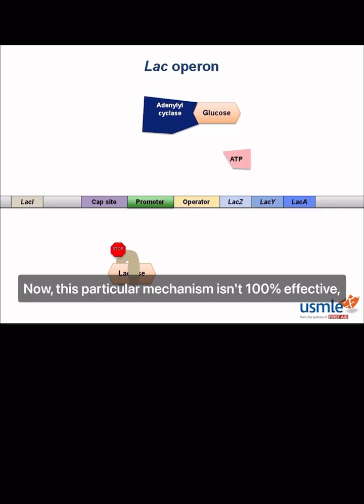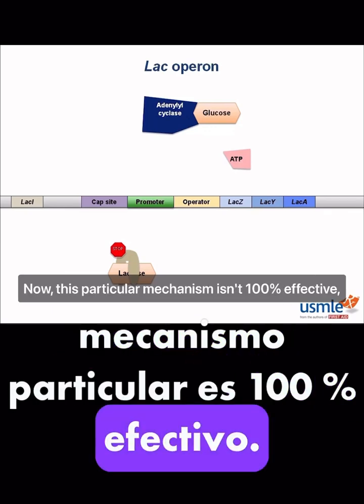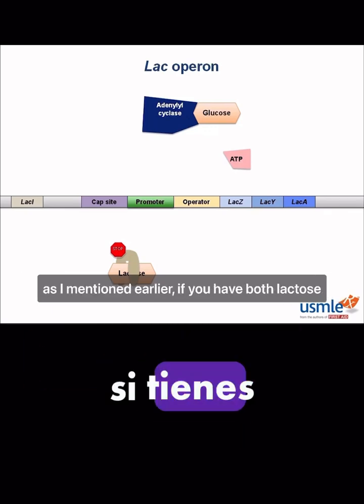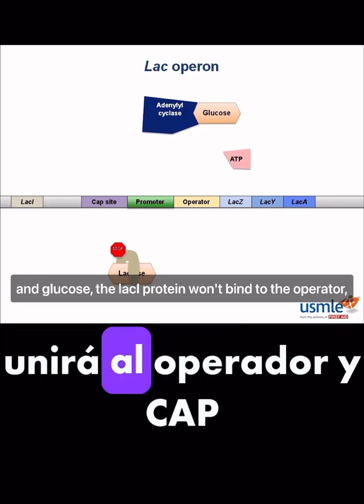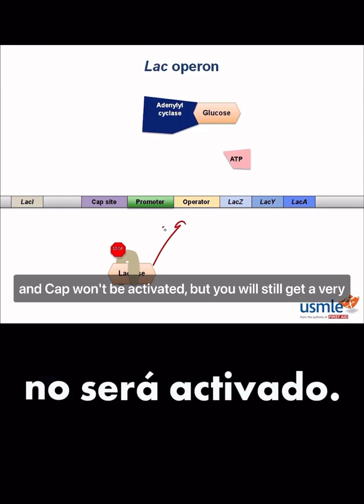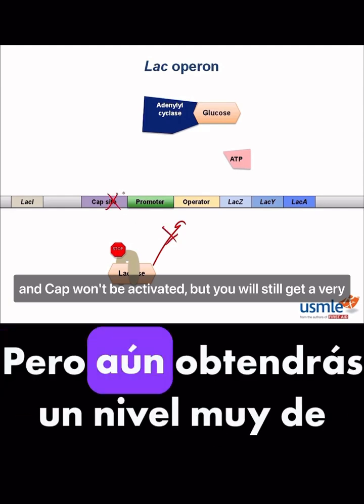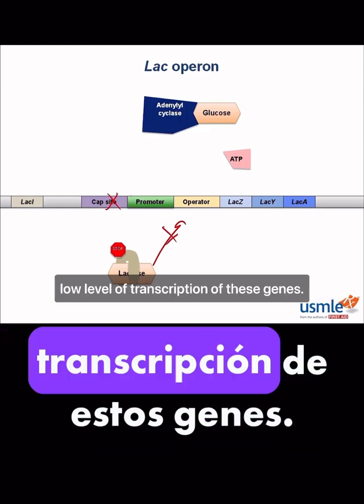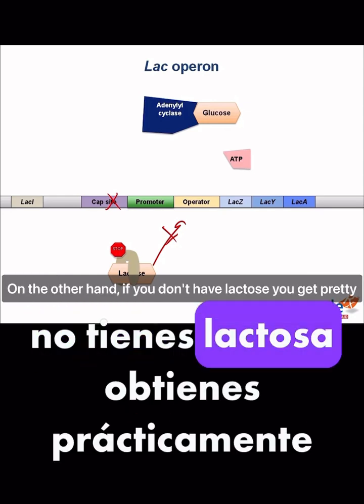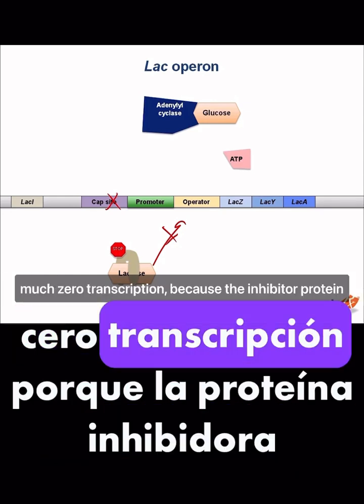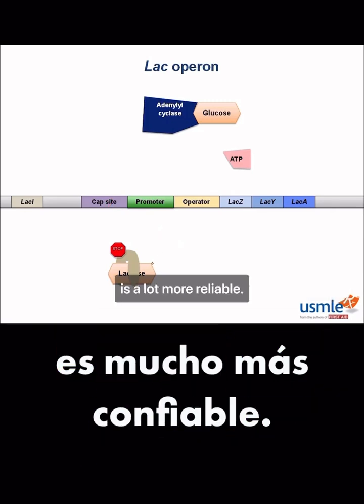Now this particular mechanism isn't 100% effective. As I mentioned earlier, if you have both lactose and glucose, the LAC-I protein won't bind to the operator, and CAP won't be activated. But you will still get a very low level of transcription of these genes. On the other hand, if you don't have lactose, you get pretty much zero transcription because the inhibitor protein is a lot more reliable.